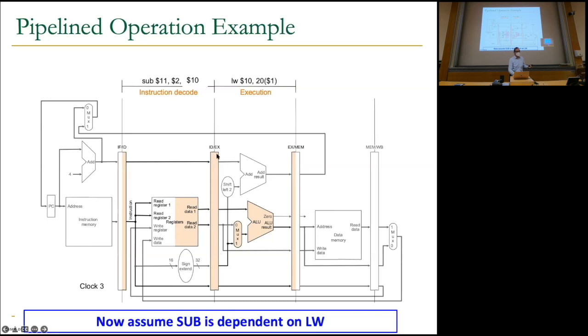Basically, we're going to insert a bubble over here, a no-op instruction. And then we're going to ensure that no other instruction gets latched over here so that the subtract stays here. We keep inserting bubbles until all of the sources and destinations of the sub are valid. Okay, so that's one way of detecting.